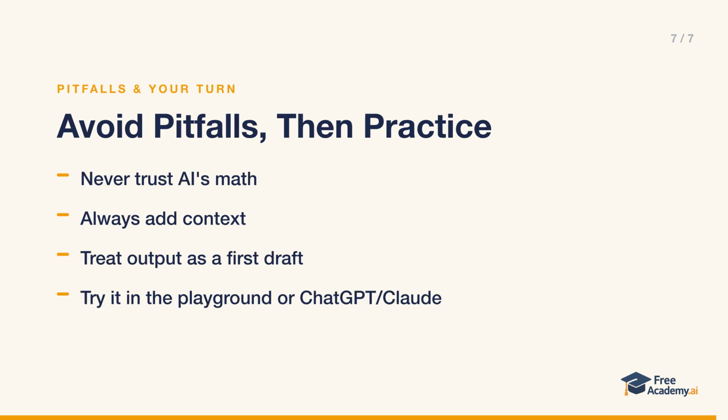Before you go, keep 4 pitfalls in mind. First, never trust AI math. It pattern matches, it doesn't compute, so calculate ratios and variances yourself and double-check any number it gives you. Second, missing context. AI doesn't know your company's recent events or decisions, so add that context and validate its explanations.